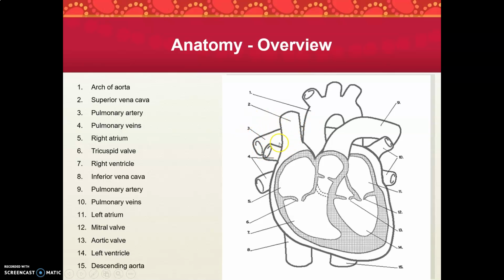The pulmonary artery is bringing the blood from the heart to the lungs, and the pulmonary veins are bringing the blood from the lungs. Right atrium, you can see the right ventricle, the left atrium, the left ventricle. Between the right atrium and the right ventricle is present the tricuspid valve. Between the left atrium and the left ventricle is present the mitral valve or the bicuspid valve. And then here you can see what is called the aortic valve, which is present to prevent the backflow of blood into the ventricle, which is going into the aorta.